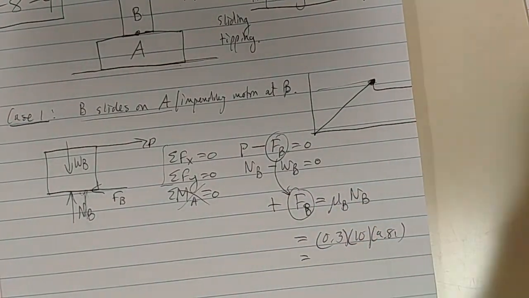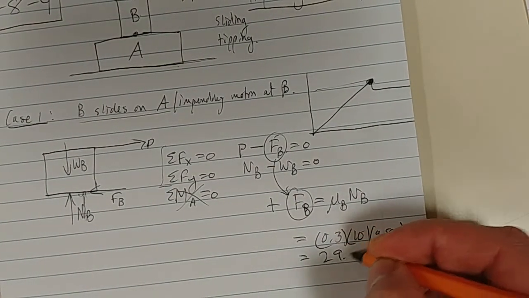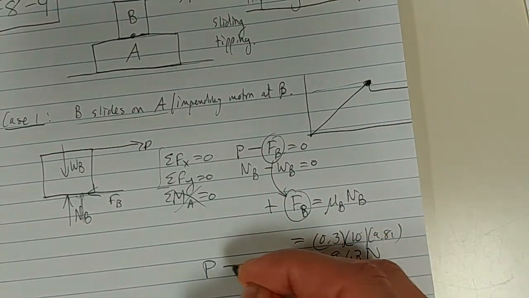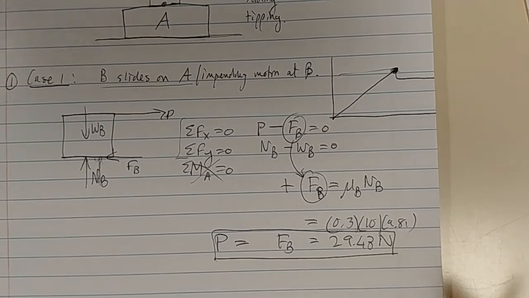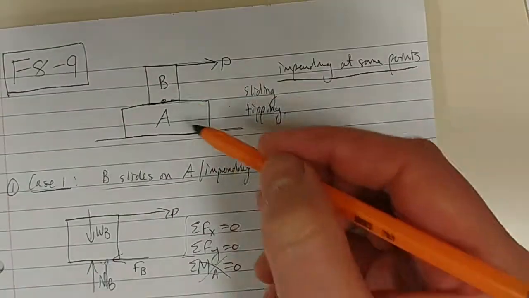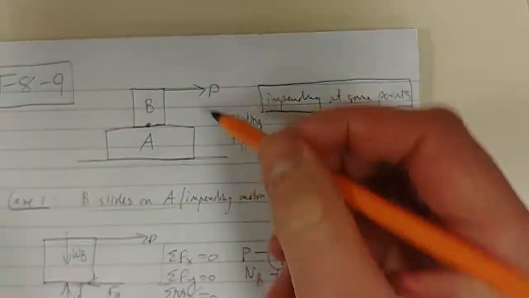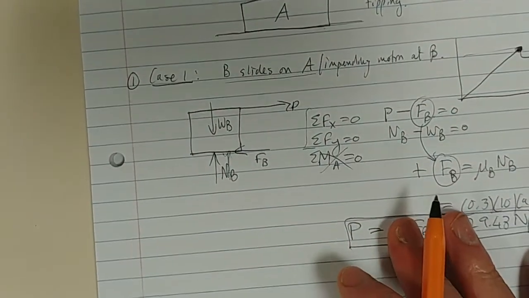And that gives us, let's see, 29,43 Newton. Okay? So the applied force P is equal to FB is equal to 29,43. So what that tells us is that if I apply a force of 29,43, I'm going to have B sliding on A. Okay? So remember this idea of impending motion at some points. We make assumptions of different cases and then we find out what is our applied force in each case and we compare those.